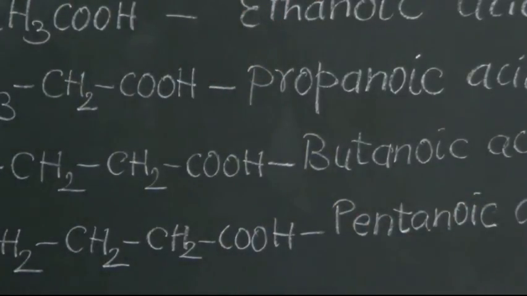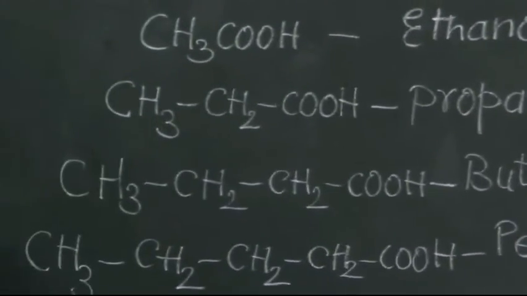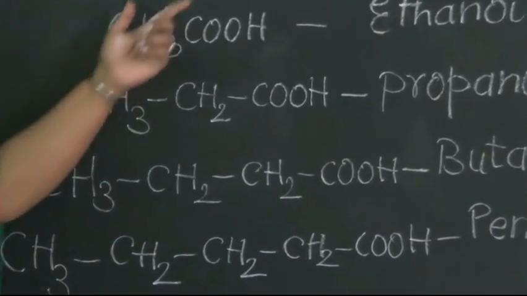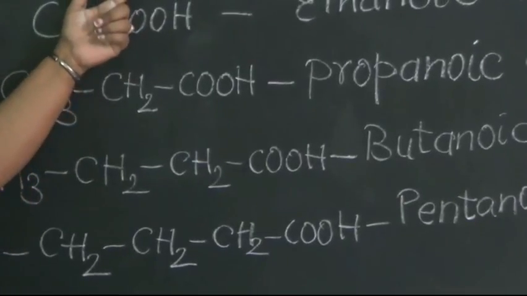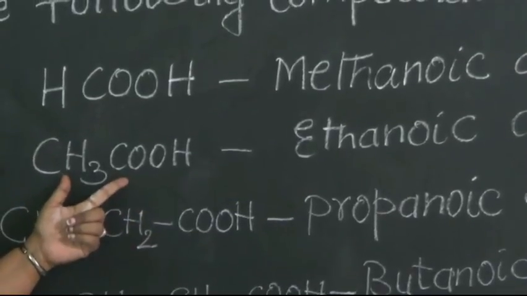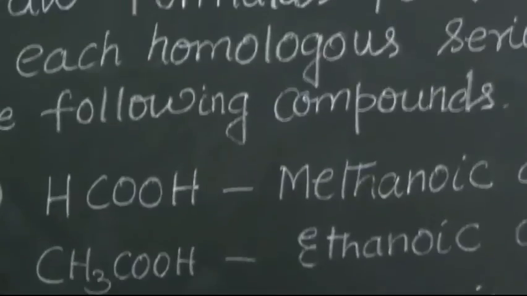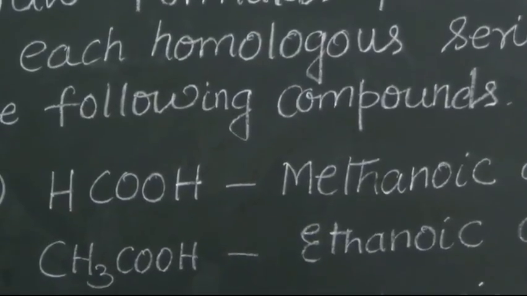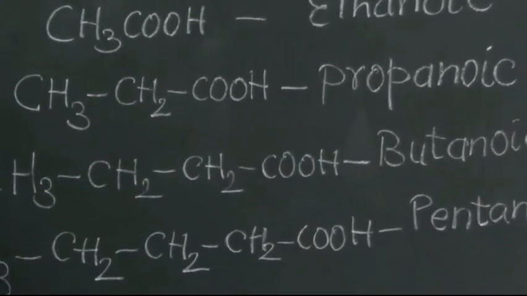So now take a proper look at all the 5 members of the same homologous series, starting from methanoic acid, ethanoic acid, propanoic acid, butanoic acid, and pentanoic acid.